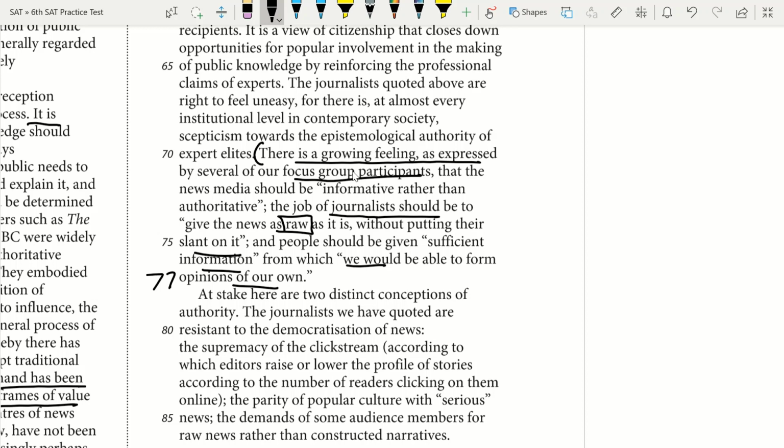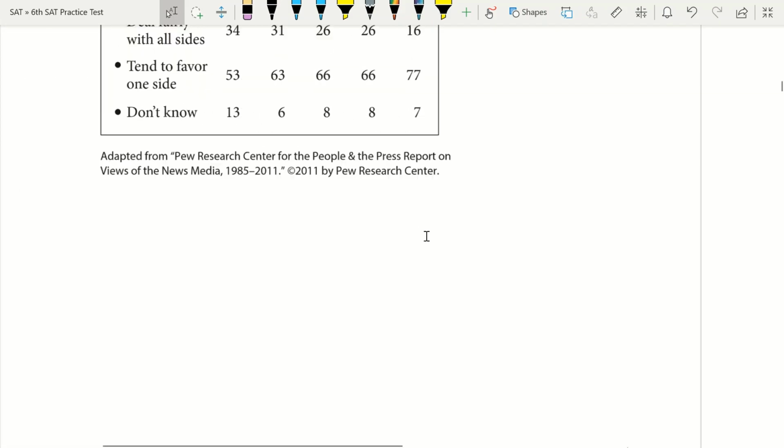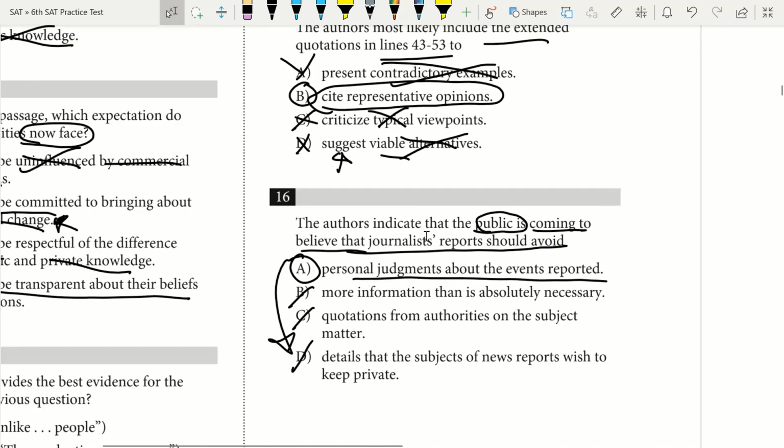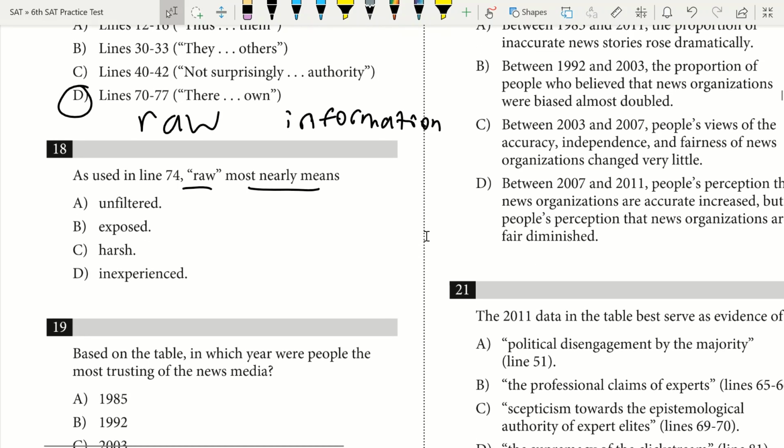Another good option would be give the news as unchanged as it is, but even that one is subpar to unfiltered. Unfiltered would be the best answer if we have that. Unchanged or unedited would be two backups if we don't have unfiltered, but I'm guessing we're probably going to have unfiltered because that'd be the best answer choice there. I see we do have unfiltered, so that's going to be answer choice A there. We wouldn't say that they want the news exposed or harsh or inexperienced. They want it unfiltered. They want it unbiased.